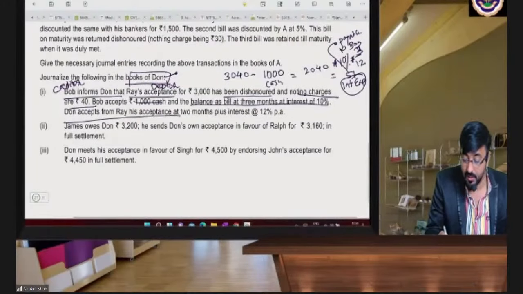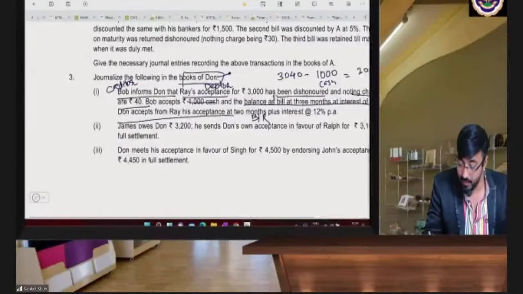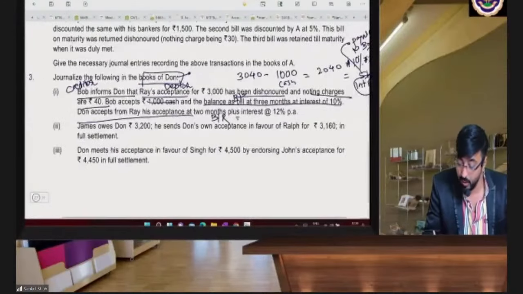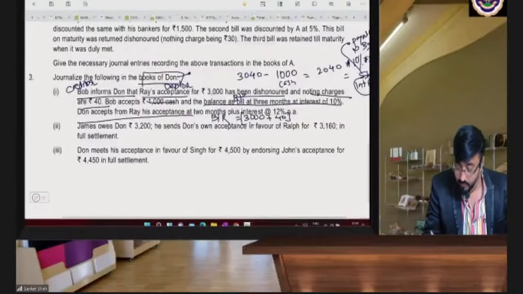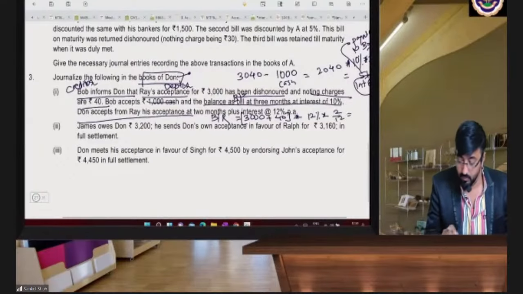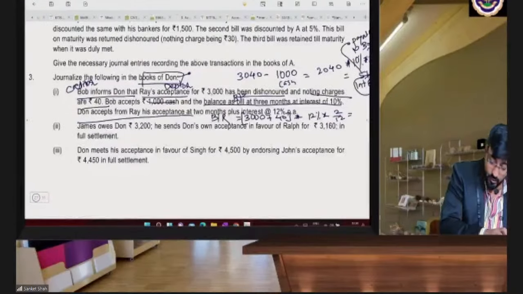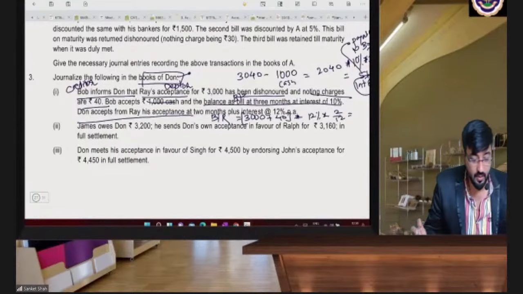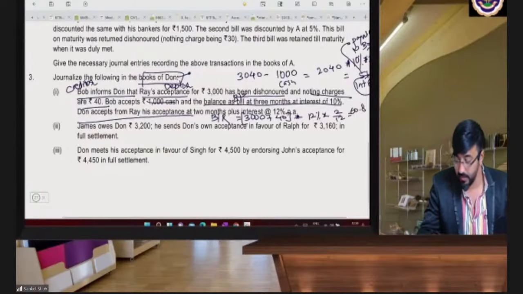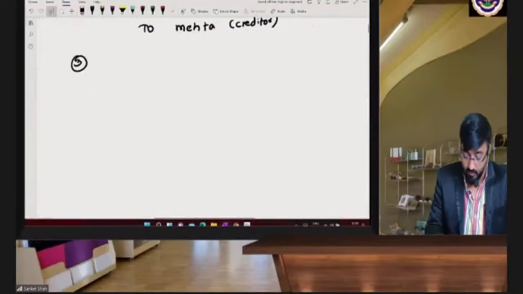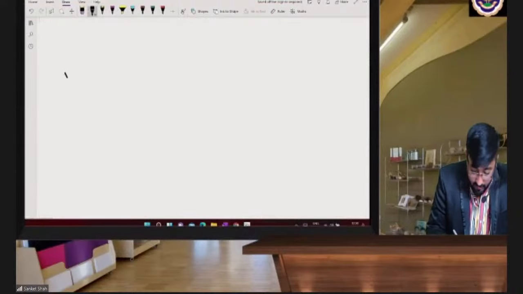And Don accepts Ray's acceptance. So beta, this is bills receivable, and here it is bills payable. Bills receivable of rupees 3000, he has not paid anything, plus 40. Interest is 12% into 2 by 12. So 3040 into 12% into 2 by 12. It comes to 60.8. So this is the fresh bill.